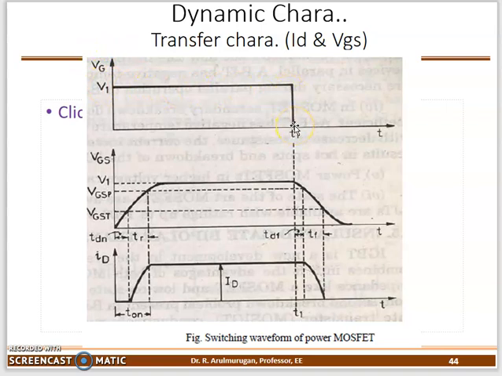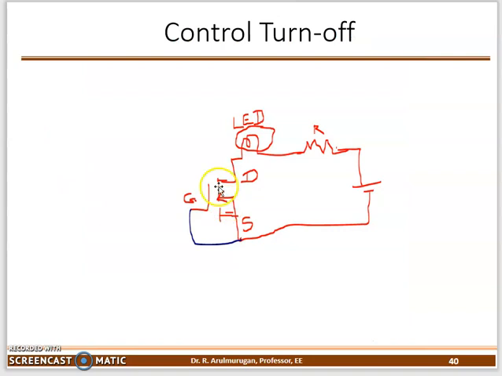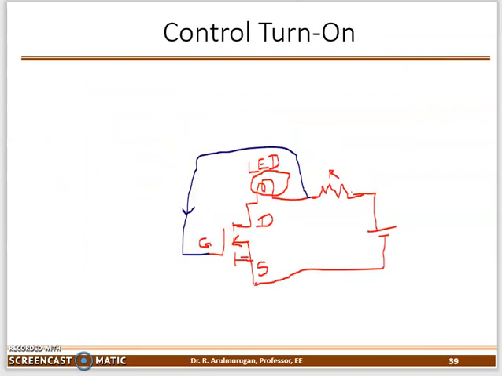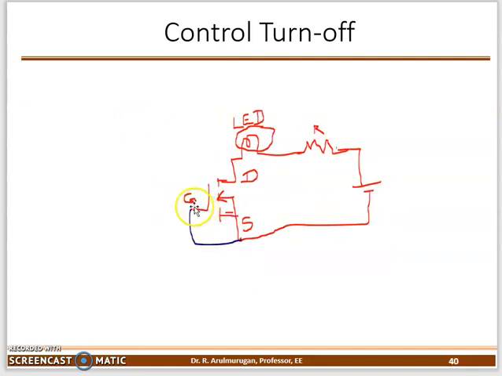Next, off time. Now I will remove the pulse, I will remove the source. How do I remove the pulse that is given? I remove this line and connect it to the ground. If I connect it to the ground, removing the source means it is a controlled turn off.